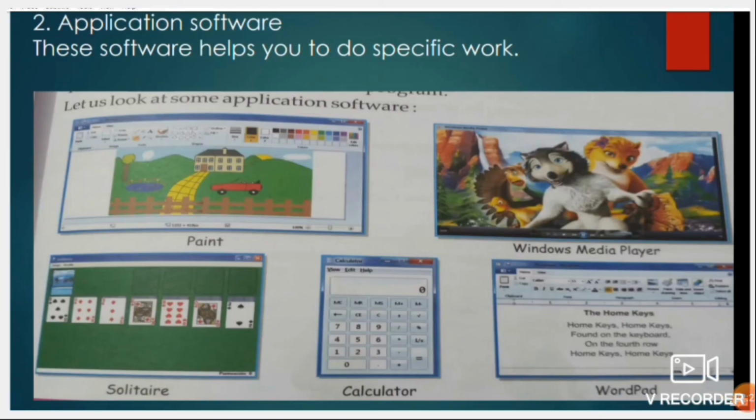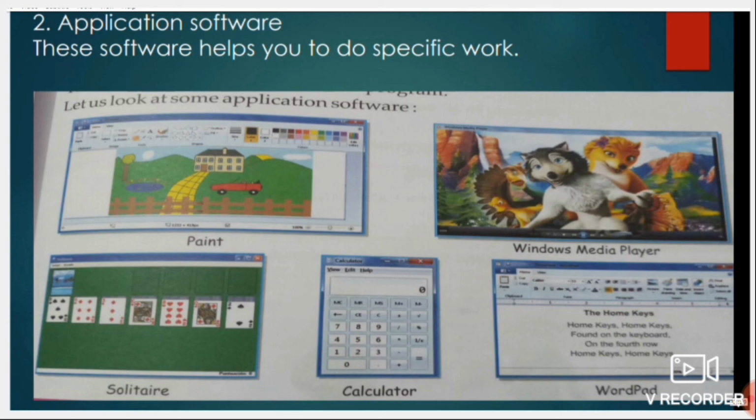Application software. The software helps you to do a specific task. These softwares are designed for a specific purpose. As you can see some pictures of application softwares. Number one is Paint. This software is designed for painting work. If the user wants to do some painting, the user can use this Paint software. It is designed for painting purpose.